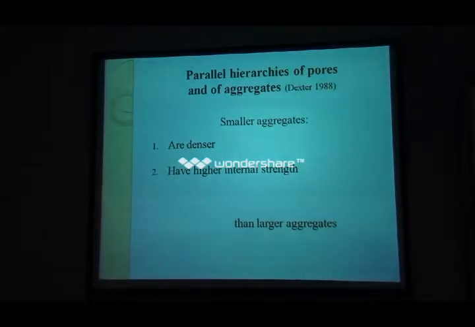And because of all of this, it means that the smaller aggregates are more dense. They've got smaller pores, fewer pores. And they've got higher internal strength because the pores are smaller in the smaller aggregates, so the particles are closer together, and so there's more chance of those particles forming into aggregates.